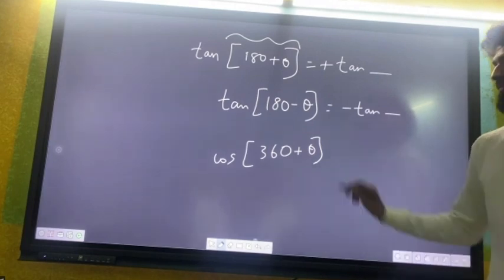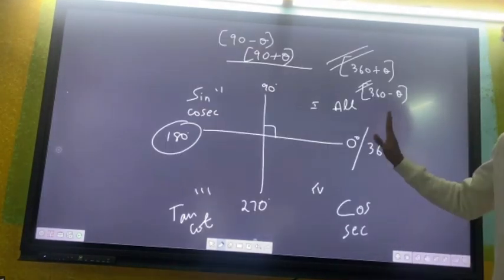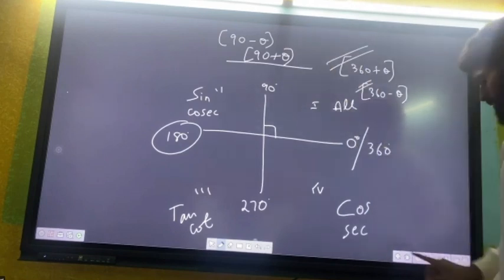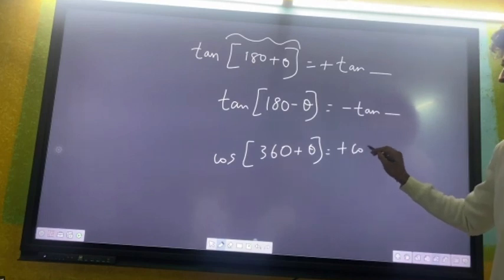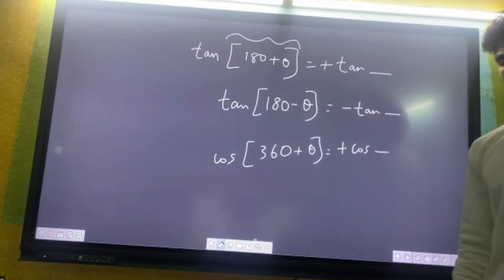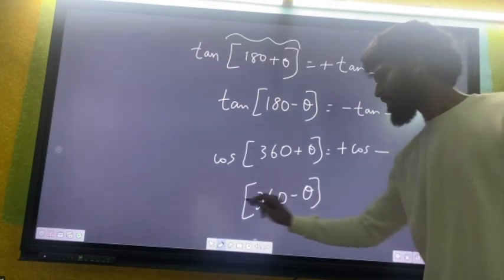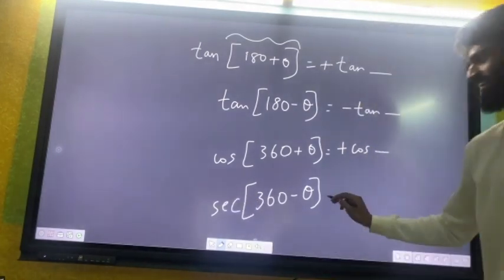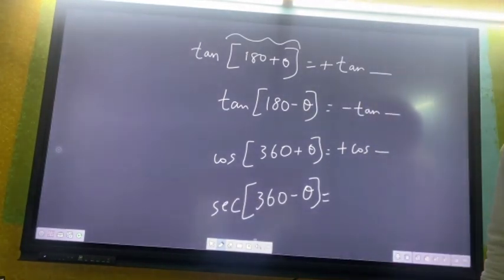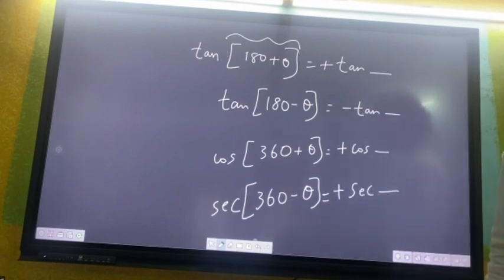360 plus theta, which quadrant? First quadrant. In the first quadrant, cos is positive, so plus cos something. Correct? Positive secant, so the answer is plus secant something. Got this? No doubt in the logic here.